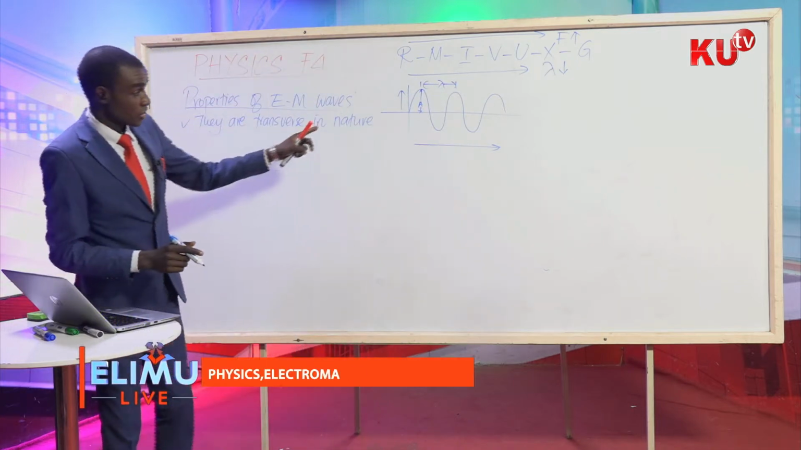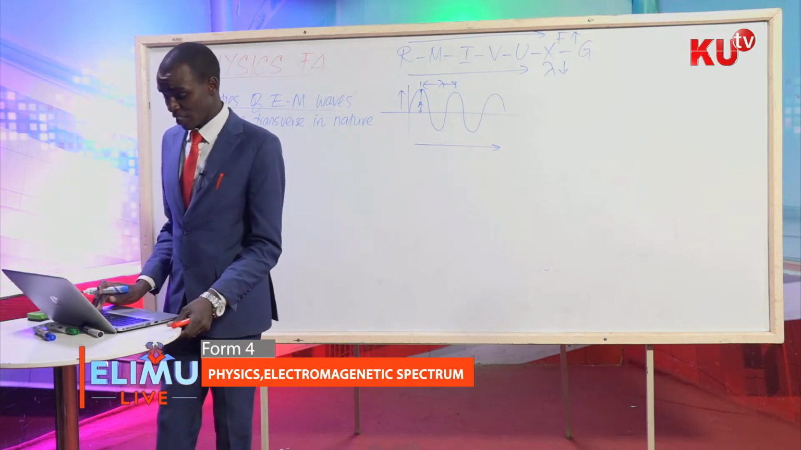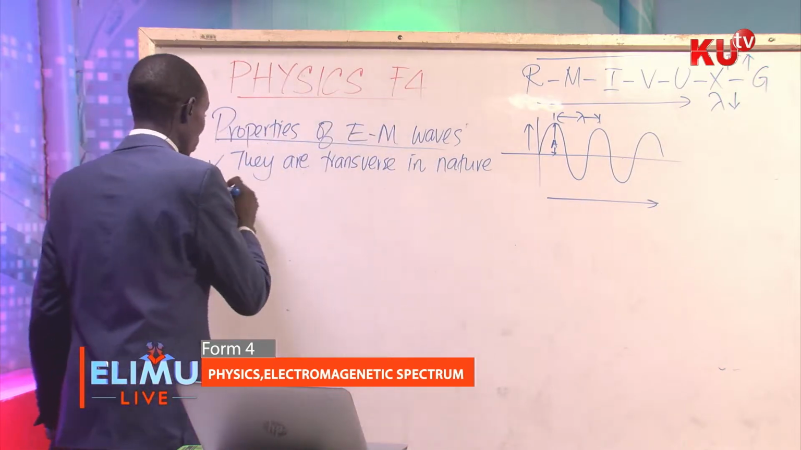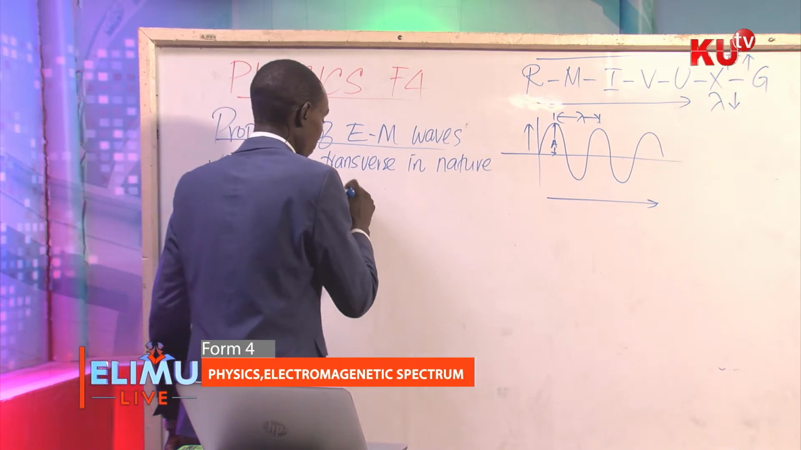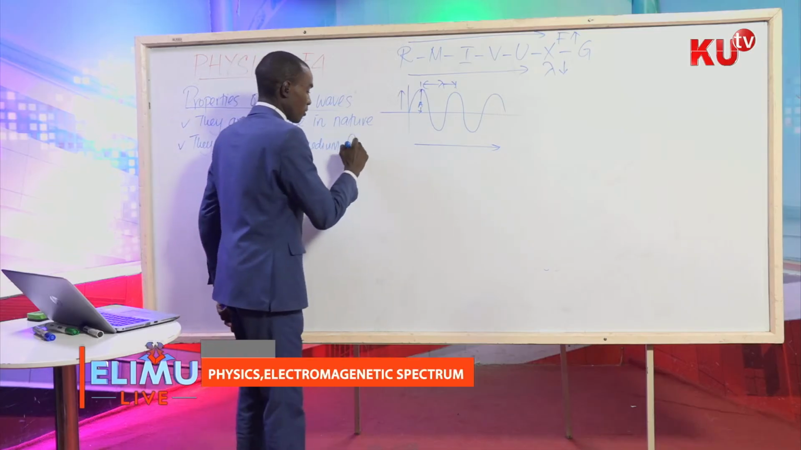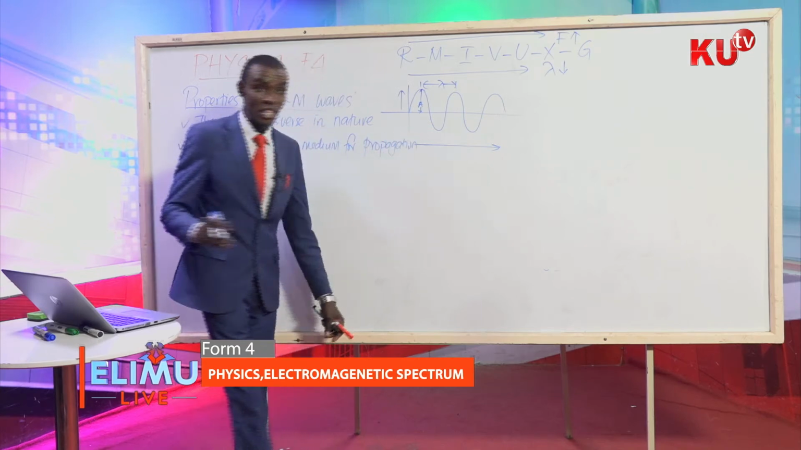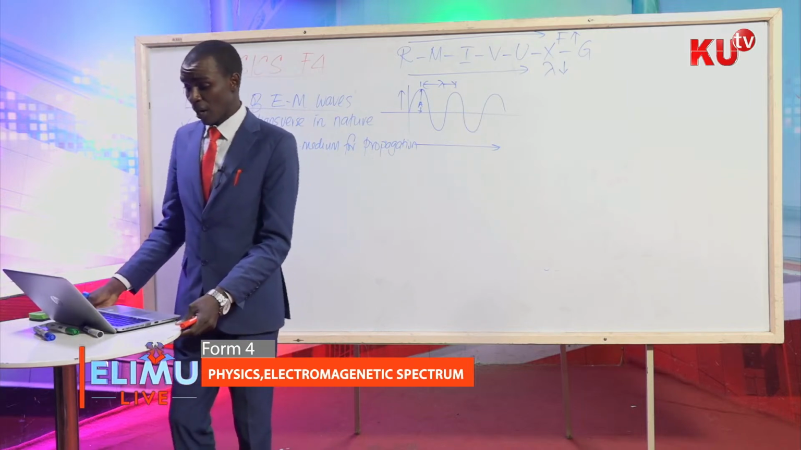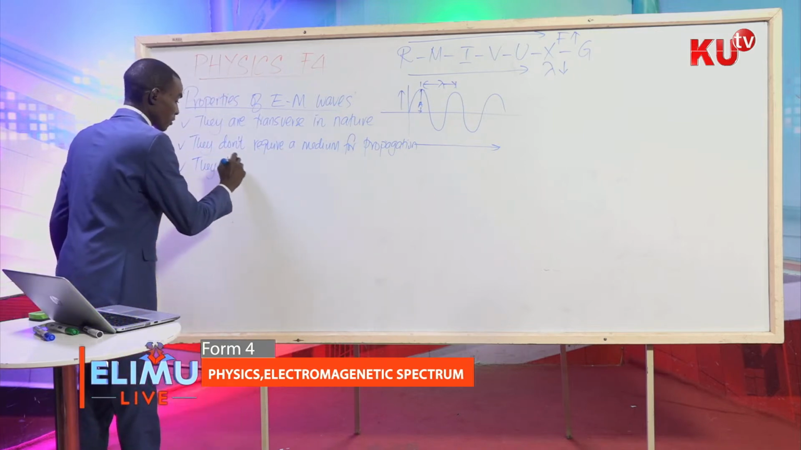These waves are transverse in nature, and actually we know that they are a result of oscillating magnetic and electric fields. Number two, I've just said that they don't require a medium for propagation. What that means is that these waves can actually travel through space or through vacuum. Number three, they travel at the speed of light.